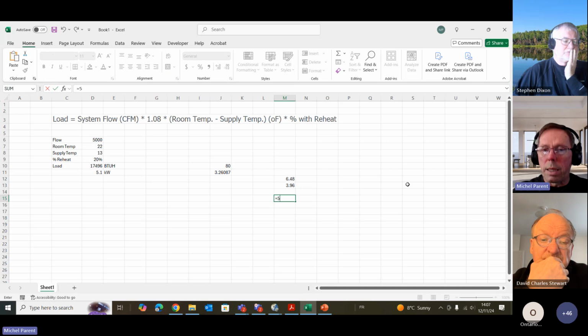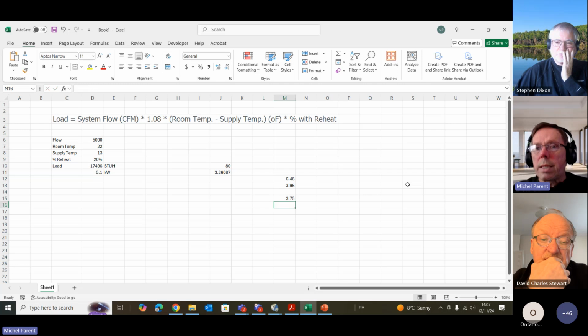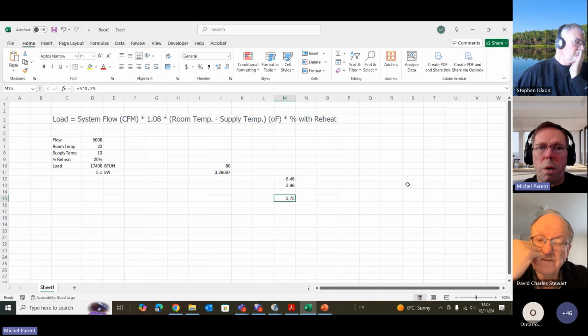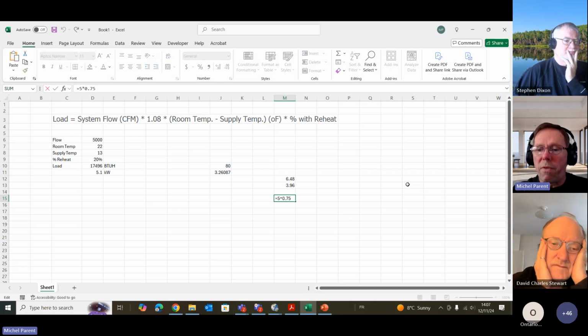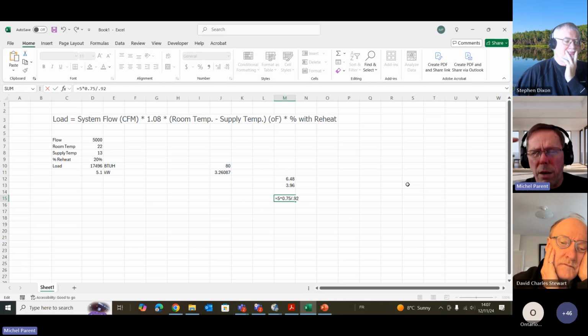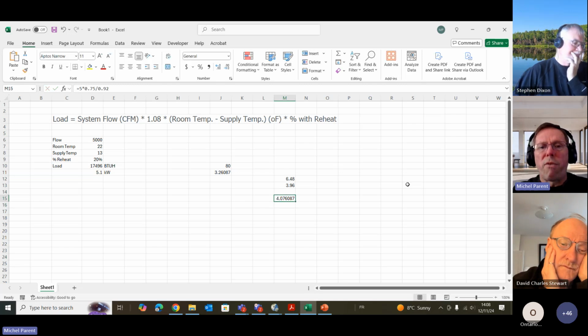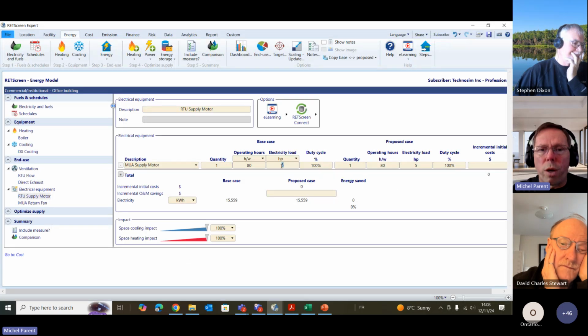So I'm going to say it's loaded at 75%. So if I estimate that motor is loaded at 75%, then it'd be 3.75, and the horsepower on a motor is not the electrical at the wire. You still have to divide it by the efficiency, if I'm correct, Stephen. I could be wrong here, but I think you're right. I'm right. So that'd be, I'm going to say, 4.1. So the actual result would be 4.1.